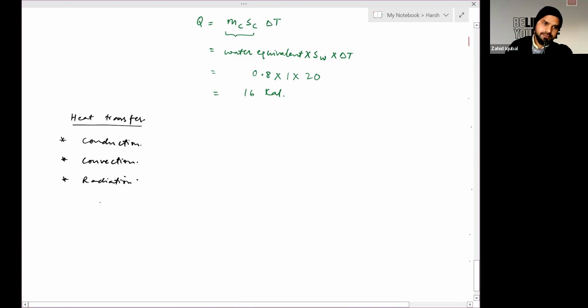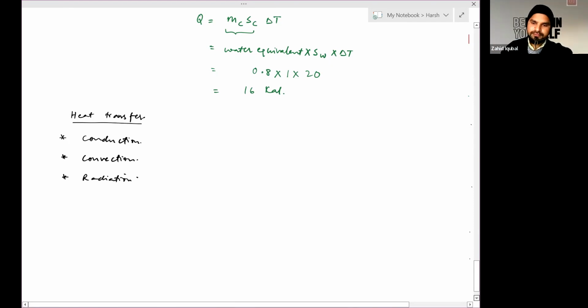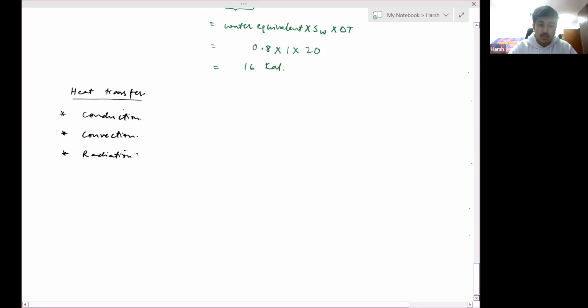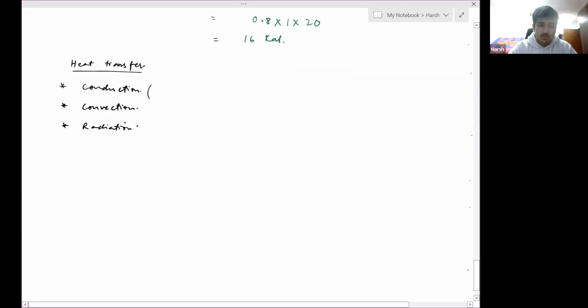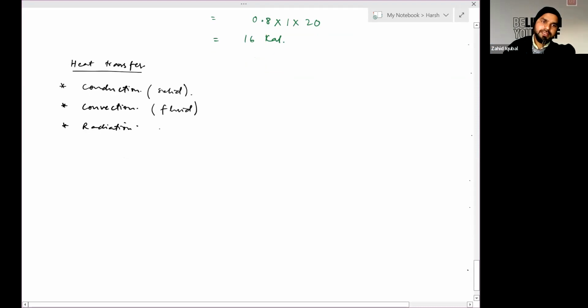So first is conduction, which is solid to solid, only for solids. Convection is for fluids, liquid and gas. Radiation can travel even through vacuum or air.